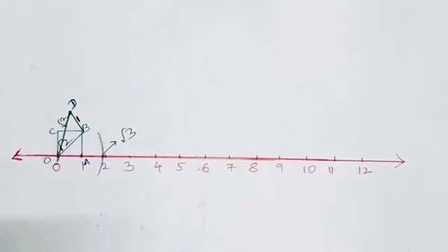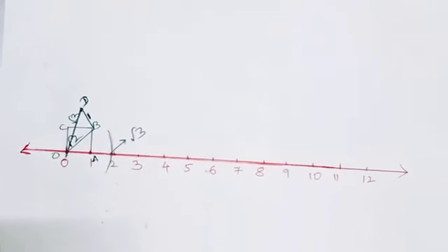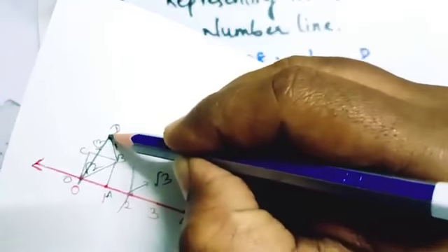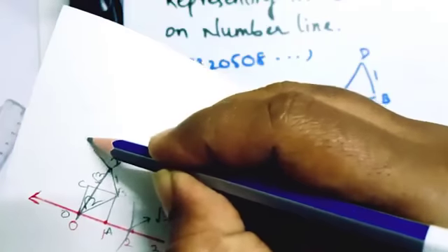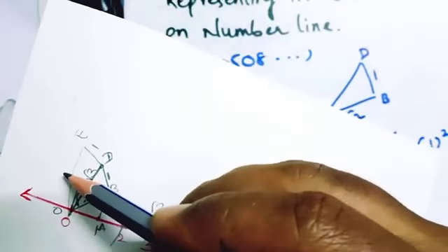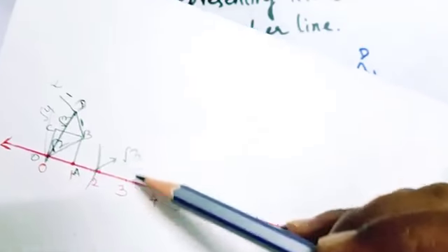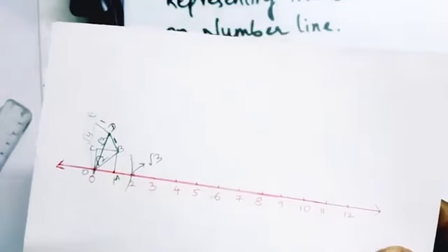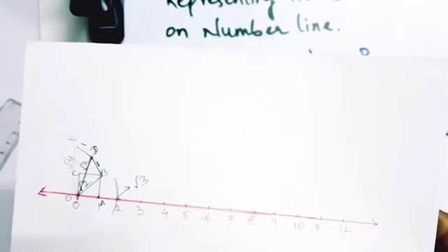So like this we can represent the irrational numbers on the number line. If you want to find the √4, you can take one more perpendicular line from D to E with 1 unit, then join O to D. You will get the √4 value here. Then take the compass and mark it here, and you will get the √4 value. So like this we can find the irrational numbers on the number line.